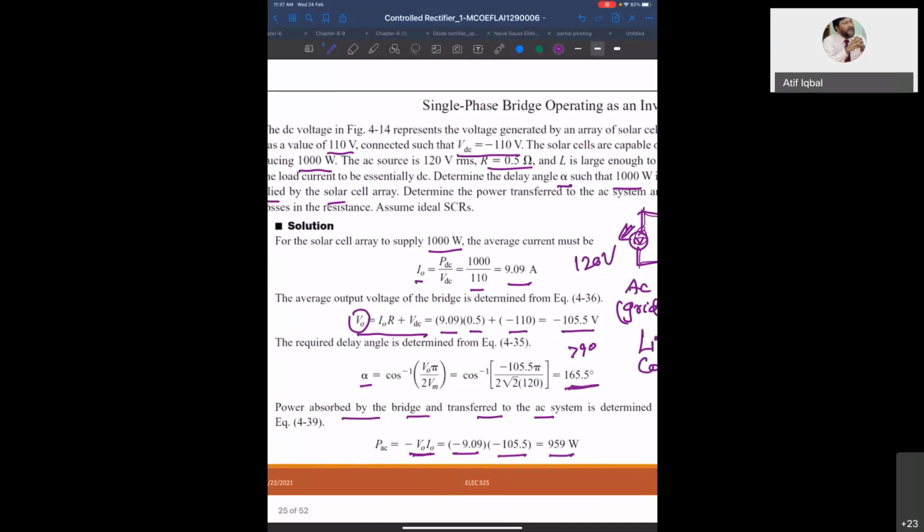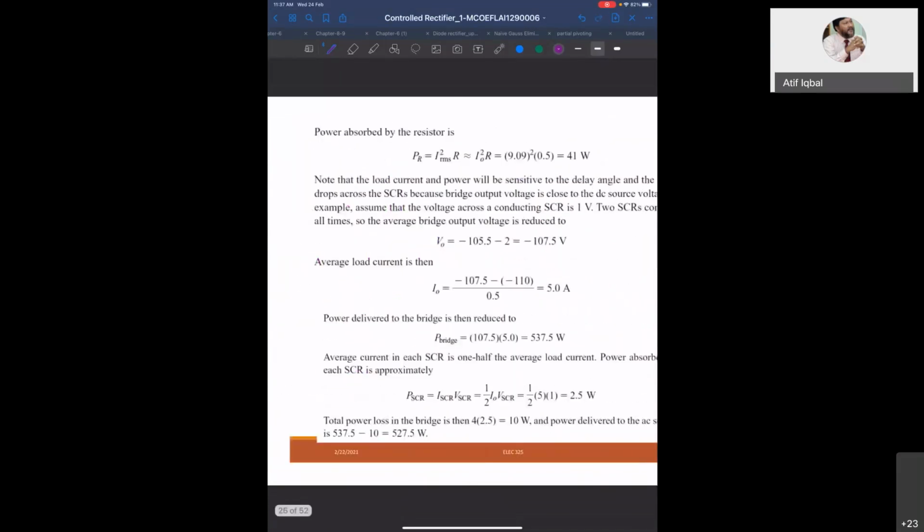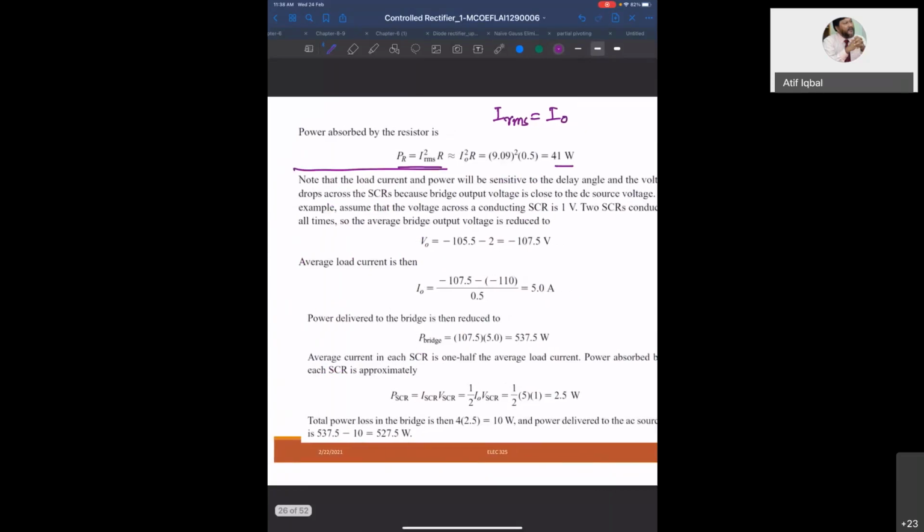So this is the power absorbed by the bridge and transferred to the AC system, and is determined from this equation. Okay, now the power absorbed by the resistance is I square RMS into R. Since you have a large inductance, you have no ripple, so you have only the DC component. So the RMS current is the same as I naught, so it is I naught square into R. So you get 41 watt. So this is it. Now, this is all about the ideal condition.